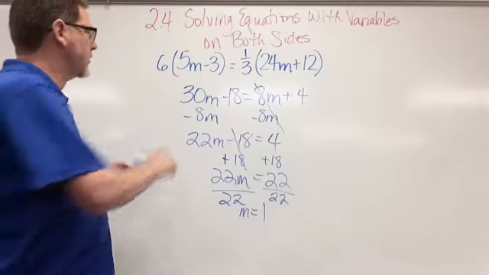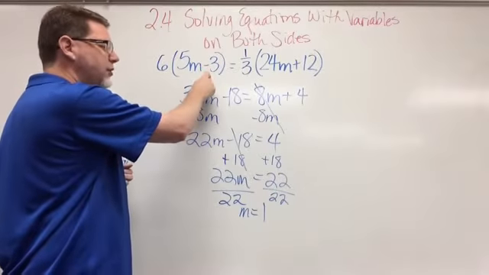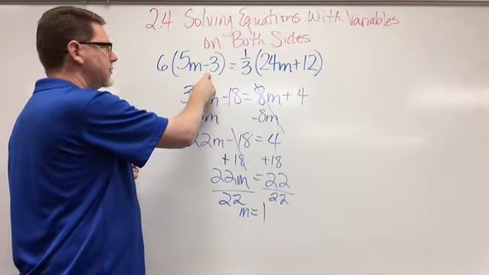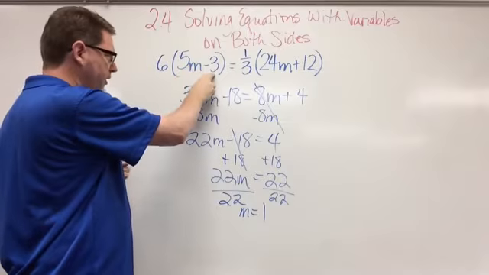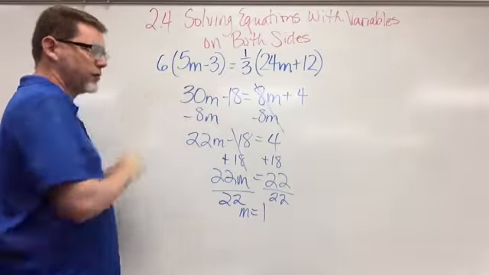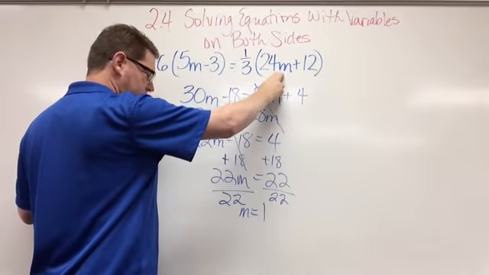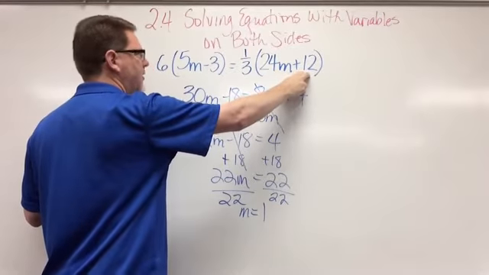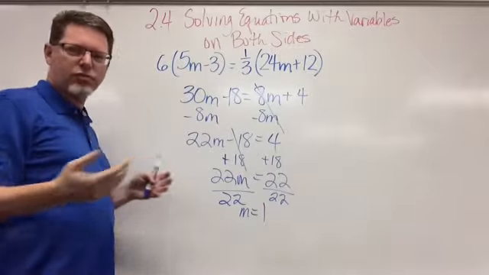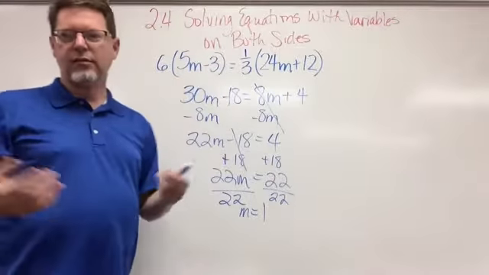Let's check it out to make sure. 5 times 1 is 5 minus 3 is 2, and 6 times 2 is 12. 24 times 1 is 24, plus 12 is 36. 36 times 1/3 is 12. I got 12 on both sides, so I'm good.